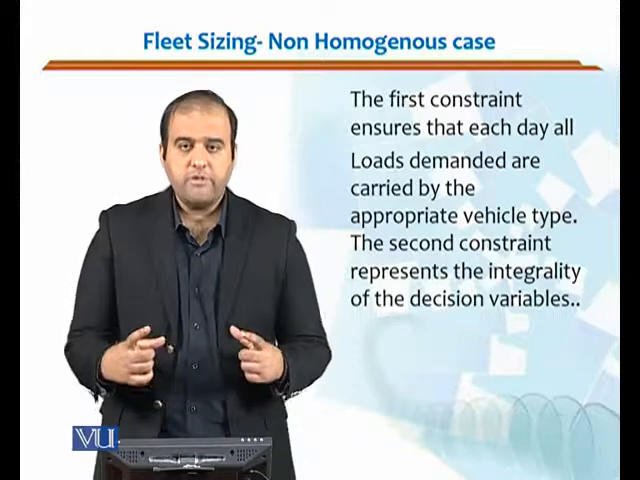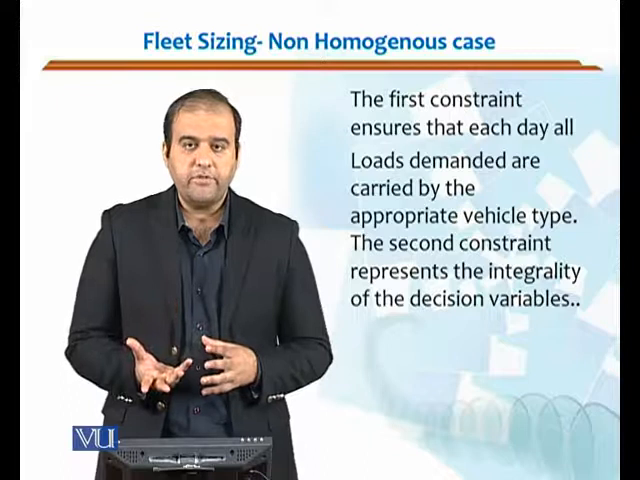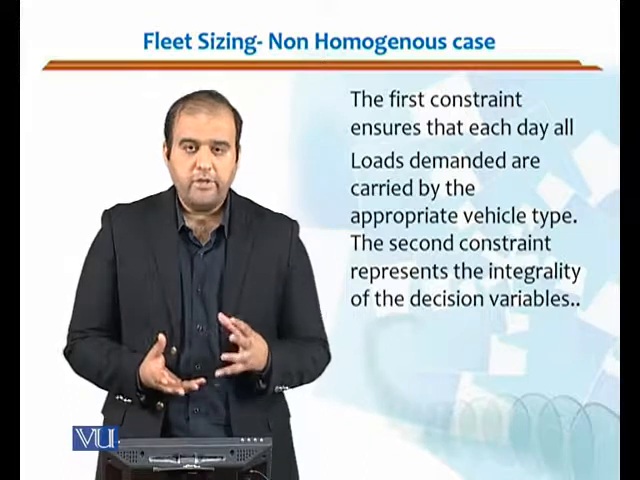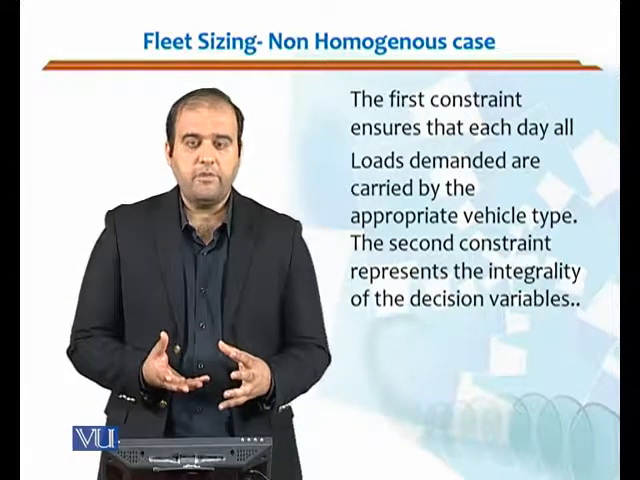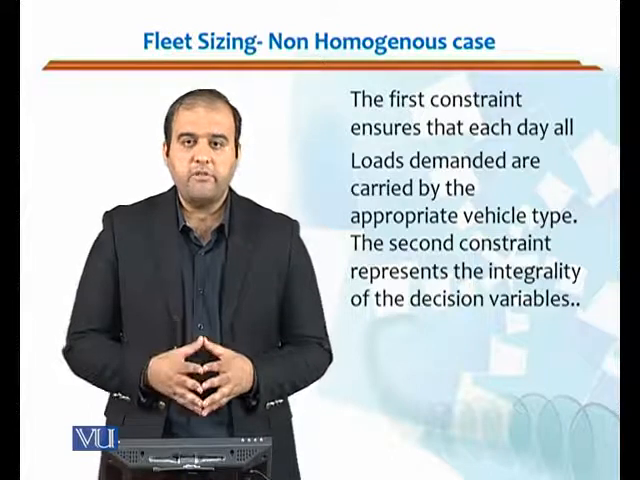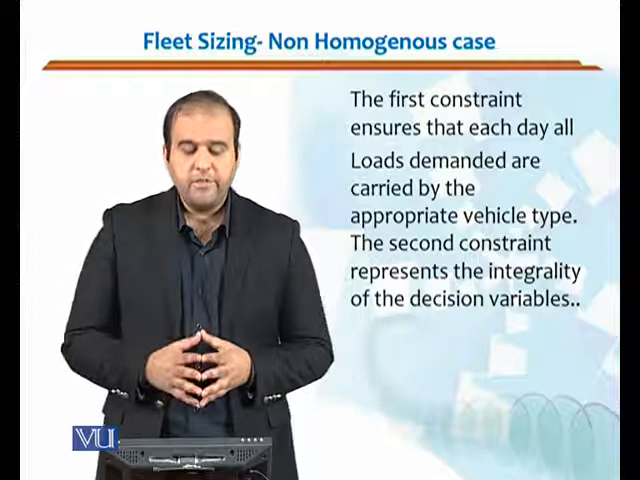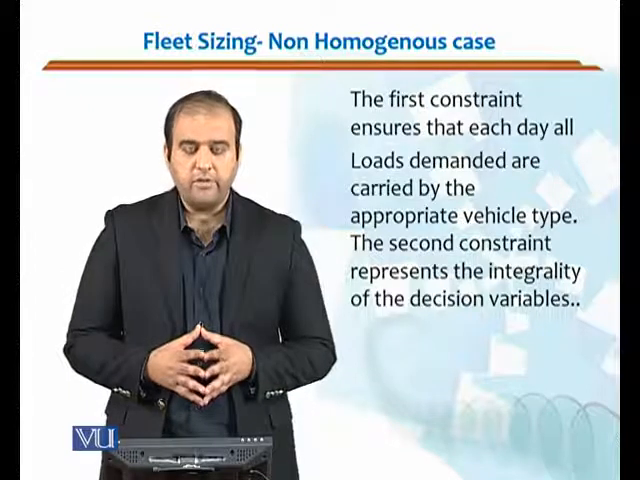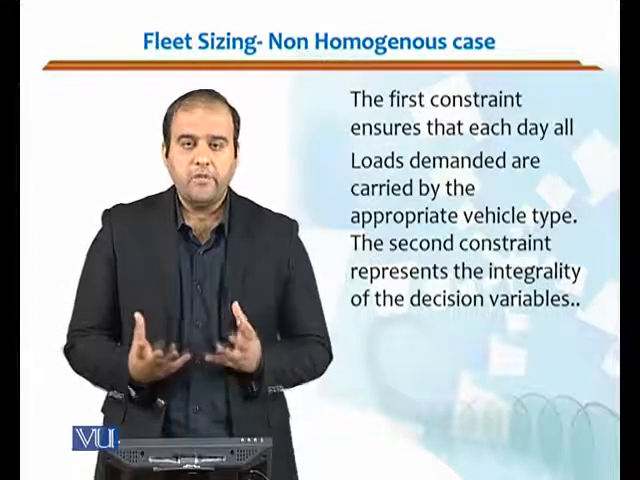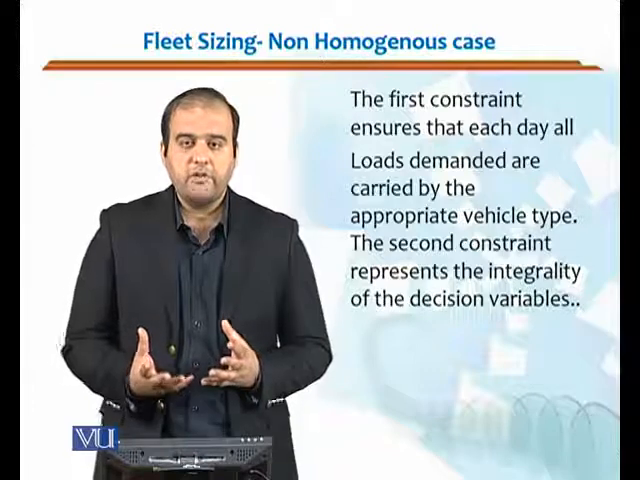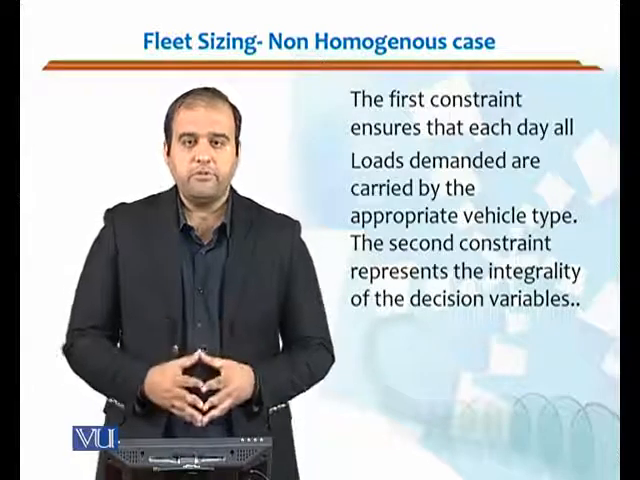So what was our first constraint? All the demand is satisfied through different types of vehicles, whether they are with us or hired additionally. And the second constraint represents the integrality of the decision variables, that our decision variables x and h should be integers. Thank you.